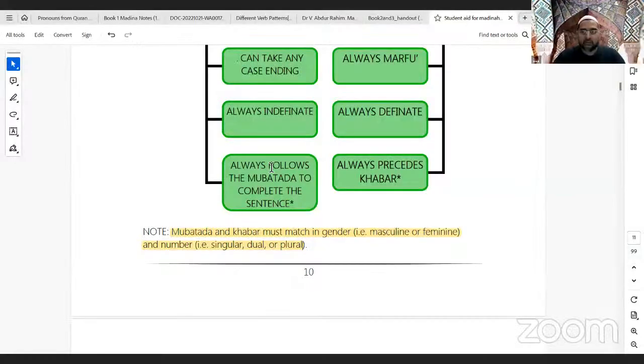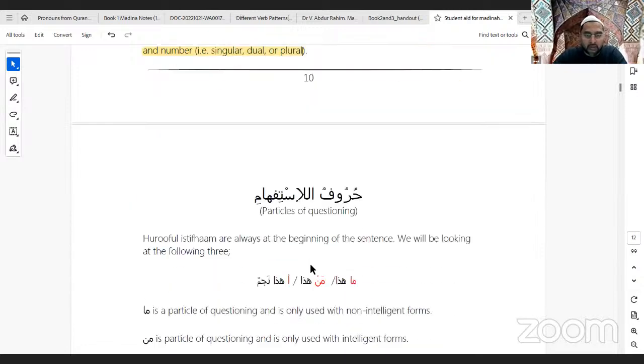So that's what it means, singular, dual, and plural. I don't think it's sharing the screen yet. Give me 1 second. So this is what it means that the mubtada and khabar must match in gender, masculine or feminine, and number, singular, dual, and plural. So that's what it means.